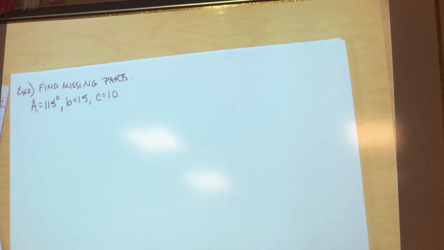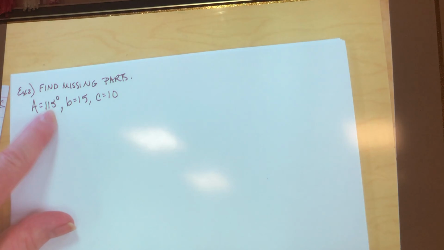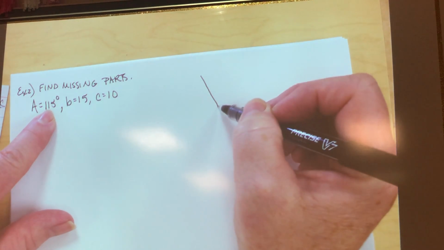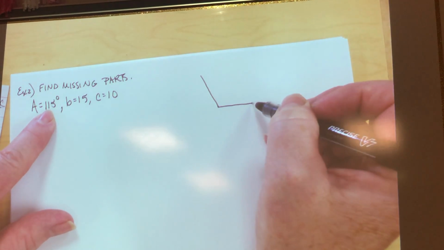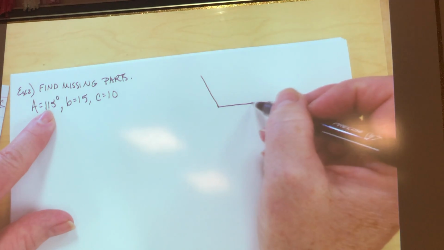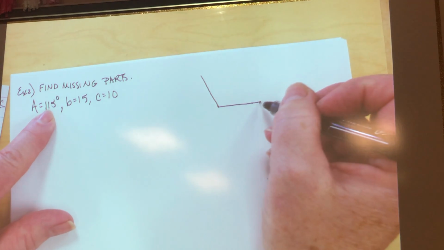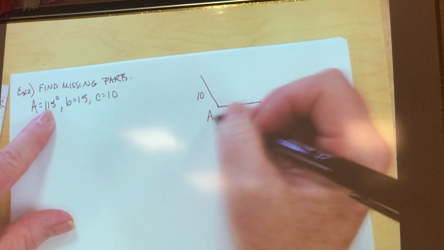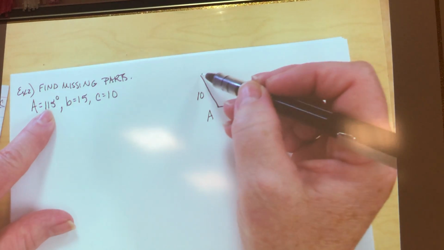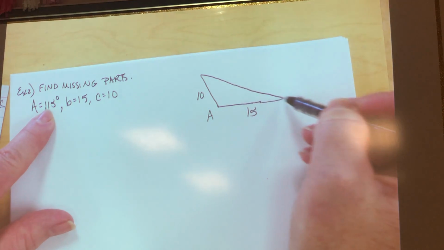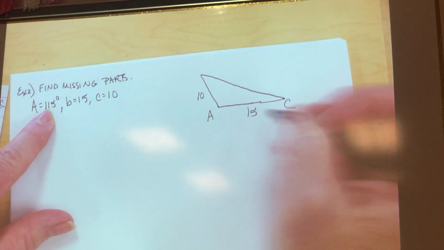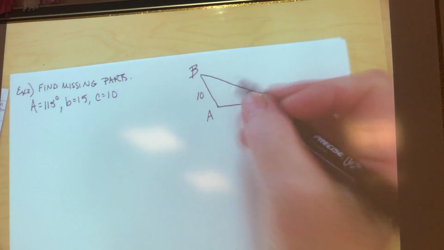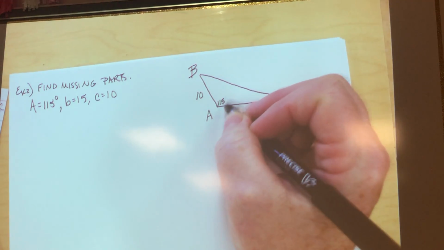All right, so I'm gonna draw me a picture. I'm gonna do this angle first, 115, he's an obtuse angle. Okay, so let's see, one side's a little bit longer than the other one, so I'll make this one 15 and this one 10, this is A. So 10 is side C, so this must be C. 15 is side B, so this must be B. And this angle is 115.